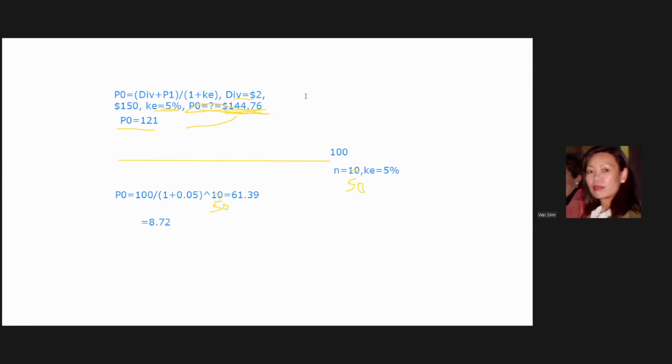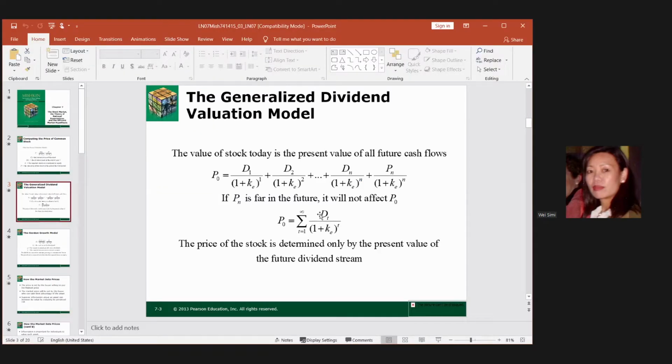Okay, so now you see the trend. That means if you go to infinity, to longer, you don't need to bother with this term. So all the dividends add up. I want to give you a hint one more time. If we use the generalized dividend valuation model, this is the model, right? How do you calculate the Google stock, Twitter stock, Facebook stock? Can you do that?